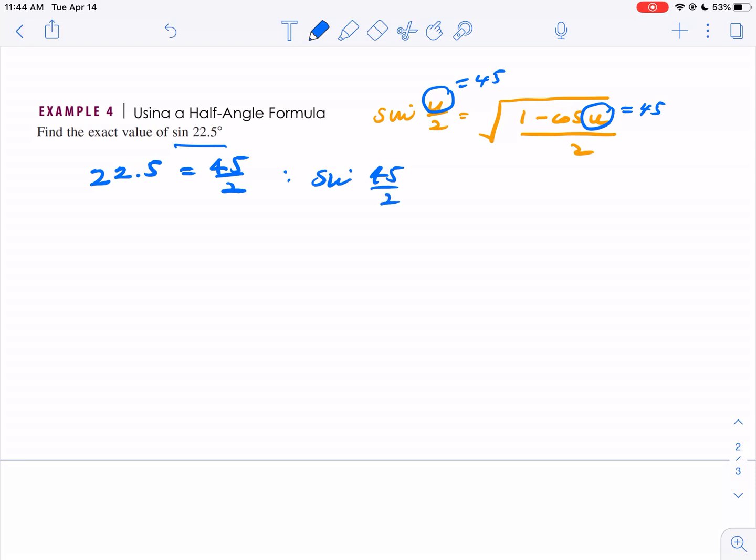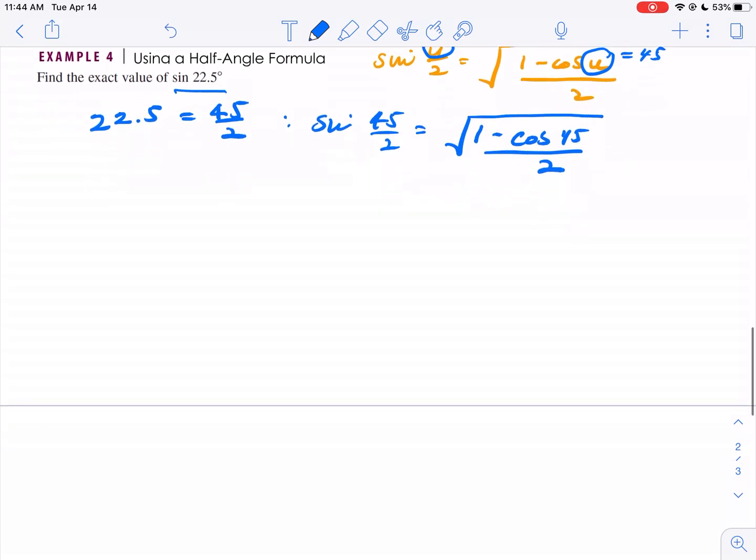And I get that the sine of 45 degrees over 2 is equal to the square root of 1 minus the cosine of 45 degrees, over 2. Now remember, we have to find the exact value. That's why we can't just plug this into our calculator. And we also need to find the exact value using this cosine of 45, which we know the answer to. So that's equal to the square root of 1 minus, remember the cosine of 45 degrees is the square root of 2 over 2, and that over 2. And then we just need to simplify.